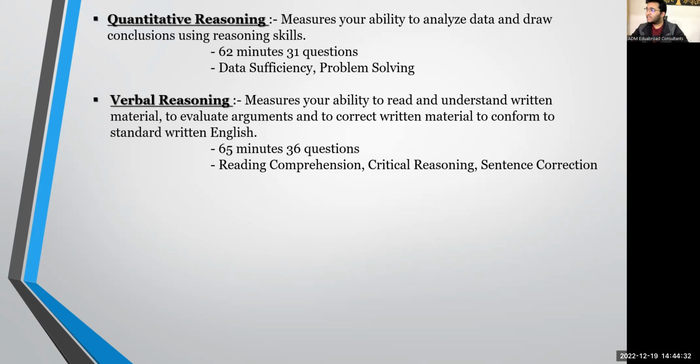And the second one is critical reasoning. What it does is it basically measures your ability to make arguments, evaluate arguments, and then lastly to evaluate a plan of action. So that is what critical reasoning is.